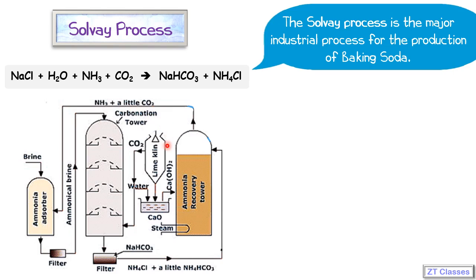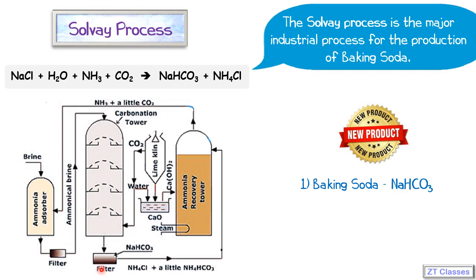And in the second chamber, limestone is heated, and the carbon dioxide that is evolved is collected in the carbonation tower. And the full reaction takes place in the carbonation tower with production of sodium bicarbonate, also called baking soda, and ammonium chloride. These are the products we are obtaining from the Solvay process. So the new products obtained are, one, baking soda, and second, ammonium chloride.